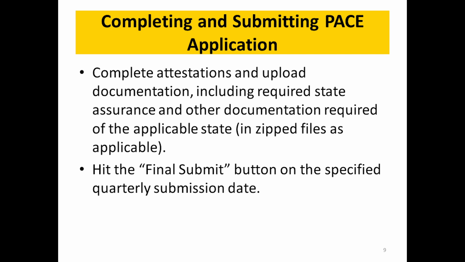A signed state assurance document must be submitted with the application regardless of type, that is, both initial and expansion applications, and must be included when the applicant hits the Final Submit button. Applicants must hit the Final Submit button on the specified quarterly date, which will result in a formal submission of the application and start the applicable review period.